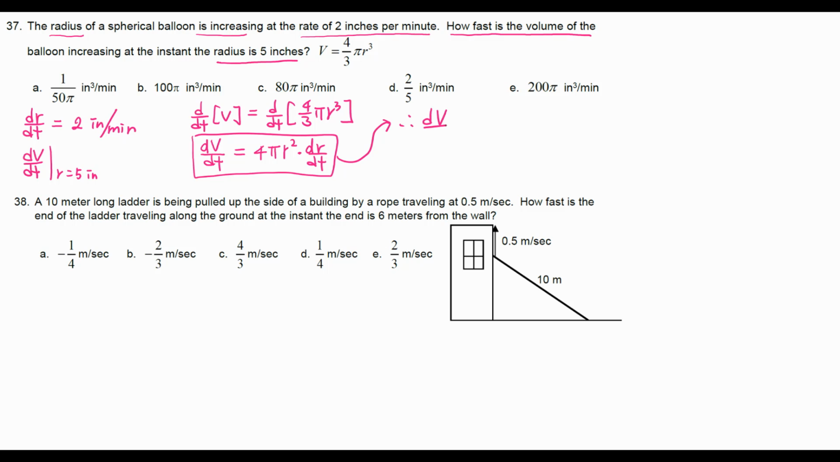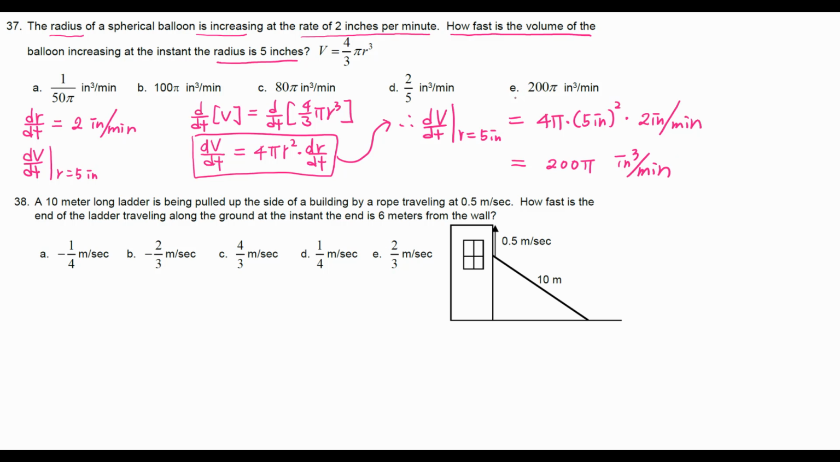dV/dt when the radius equals 5 inches is equal to 4 pi times radius 5 inches squared times dr/dt, which was 2 inches per minute. So when you multiply them all, you get 200 pi inches cubed per minute.